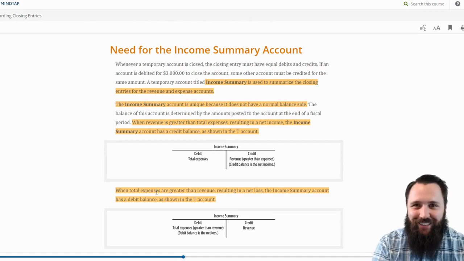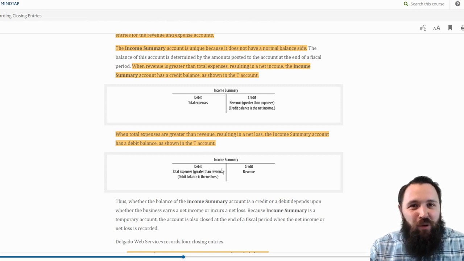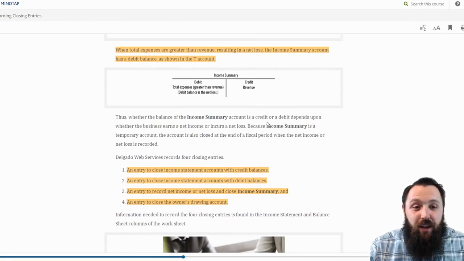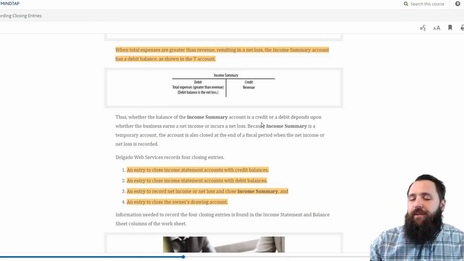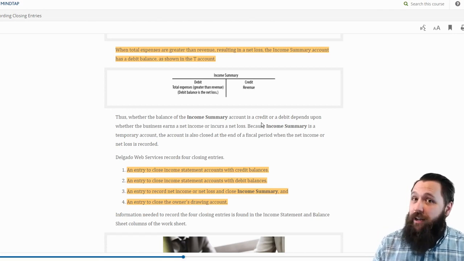Just look at it like this and look at it from here. We don't have to get into too deep, right? We just need to remember that. So the income summary has a credit balance if revenue is greater than expenses, and it has a debit balance if expenses is greater than revenue. And you'll see why as we kind of go through the problem. So thus, whether the balance of the income summary account is a credit or debit depends on whether the business earns a net income or incurs a net loss. This income summary is a temporary account, and income summary itself is going to get closed.